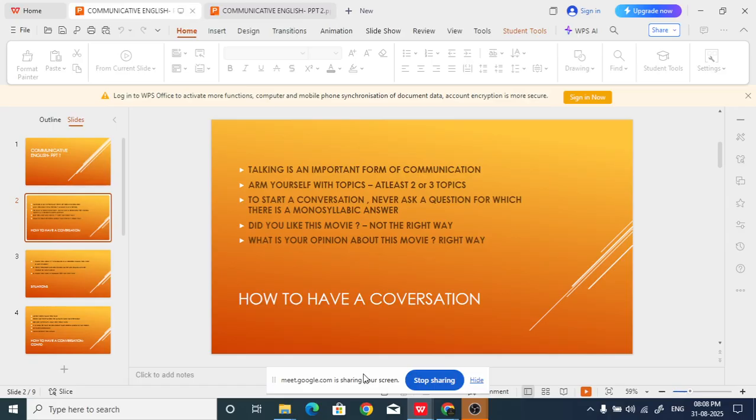So don't ask, do you like this movie? Don't ask that, and they will say yes or no. Instead you can ask, what is your opinion about this movie? What is the latest movie that has come in Malayalam? Tell me any one latest movie in Malayalam. Shamna, can you tell me one latest movie that has come? My Name is Muhammad Ishan. Okay, you can ask, what is your opinion about this movie, My Name is? Like that you can ask.